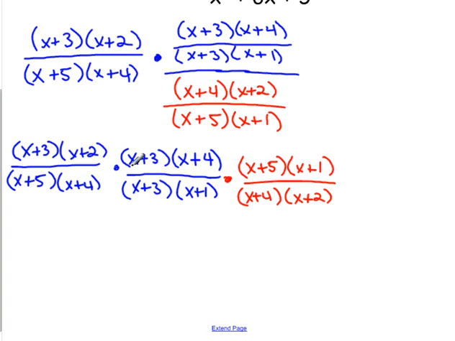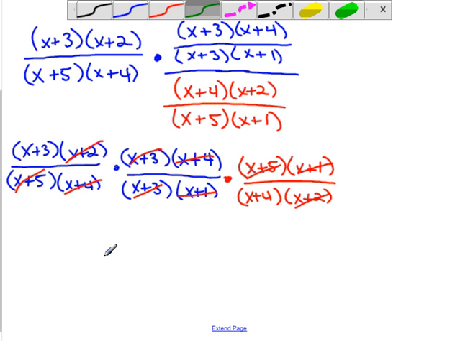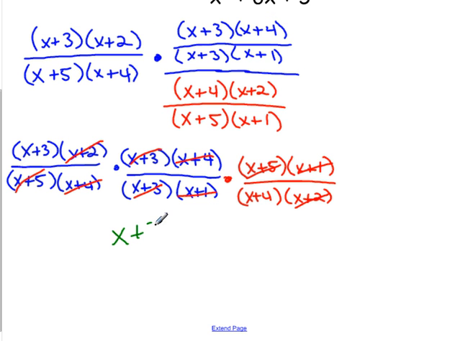So I see right here I've got an x plus 3, x plus 3. I've got an x plus 5, x plus 5. And x plus 2, x plus 2, x plus 1, x plus 1, x plus 4, x plus 4, and then what's left over is an x plus 3 on top and an x plus 4 on bottom. So our final answer here is going to be x plus 3 on top over x plus 4. That's what this simplifies down to.